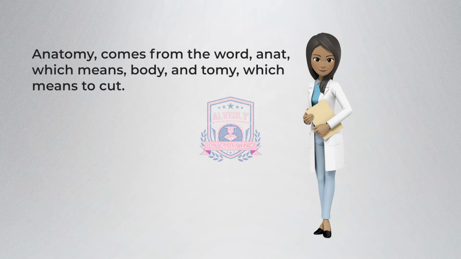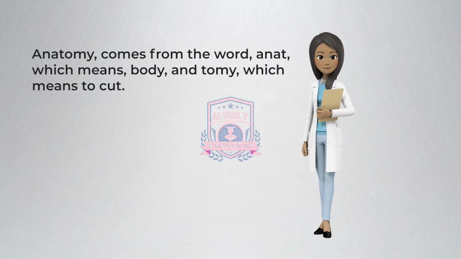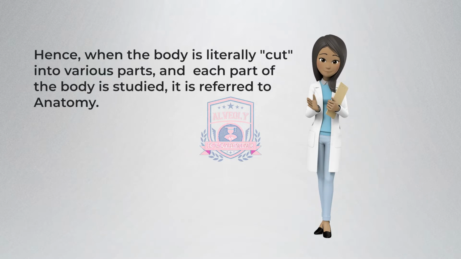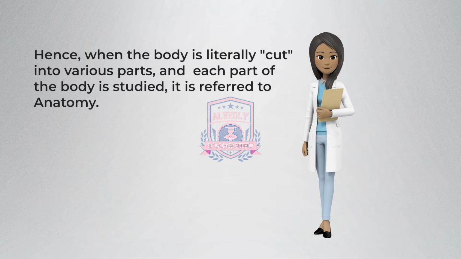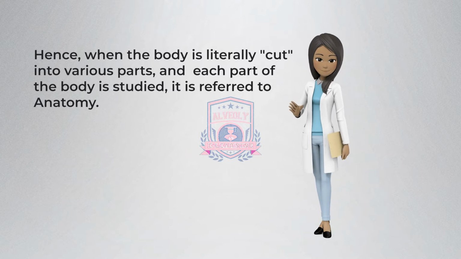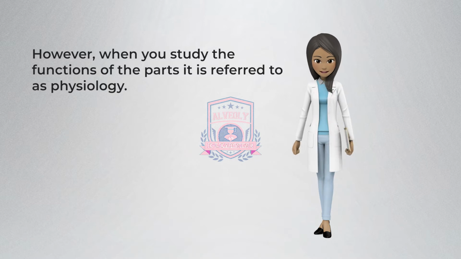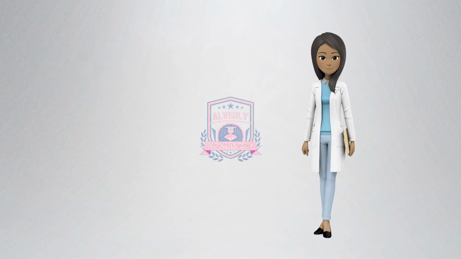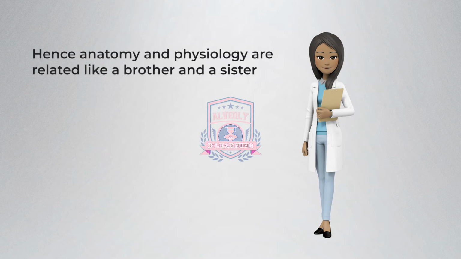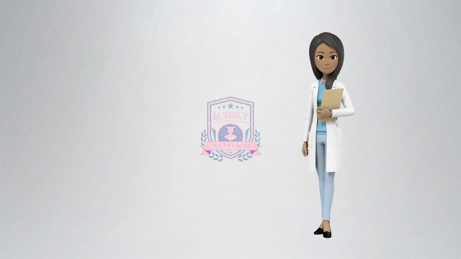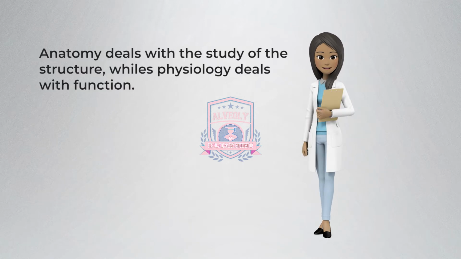Anatomy comes from the word "ana", which means body, and "tomy", which means to cut. Hence, when the body is literally cut into various parts, and each part of the body is studied, it is referred to as anatomy. However, when you study the functions of the parts, it is referred to as physiology. Hence, anatomy and physiology are related like a brother and a sister. Anatomy deals with the study of the structure, whilst physiology deals with function.